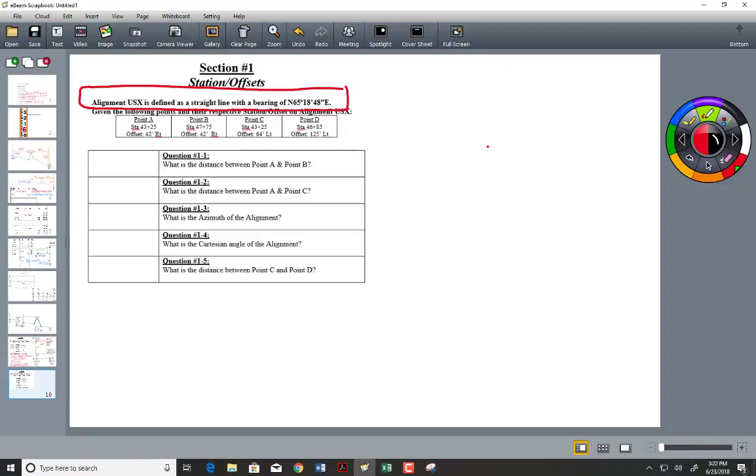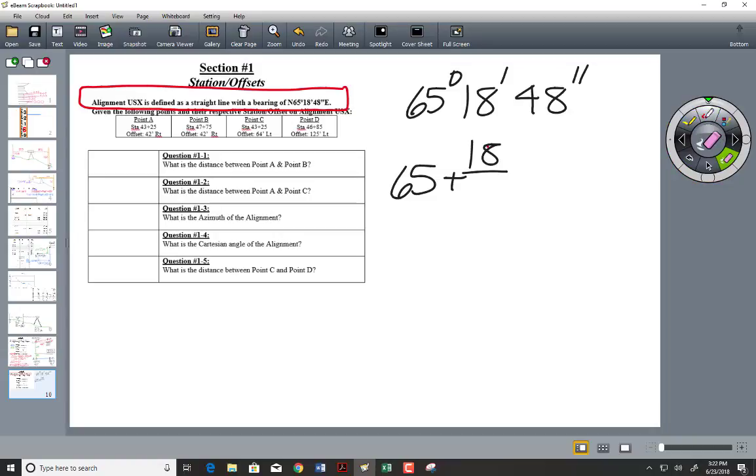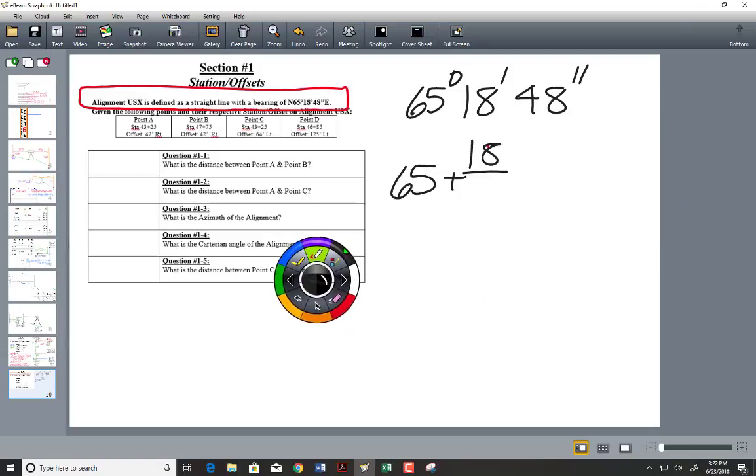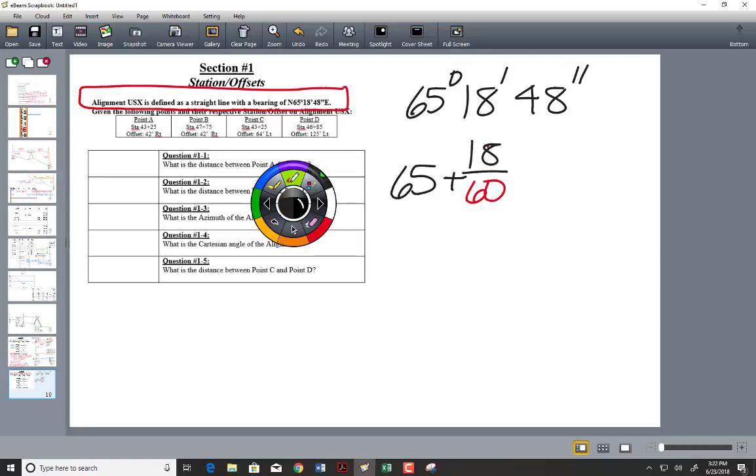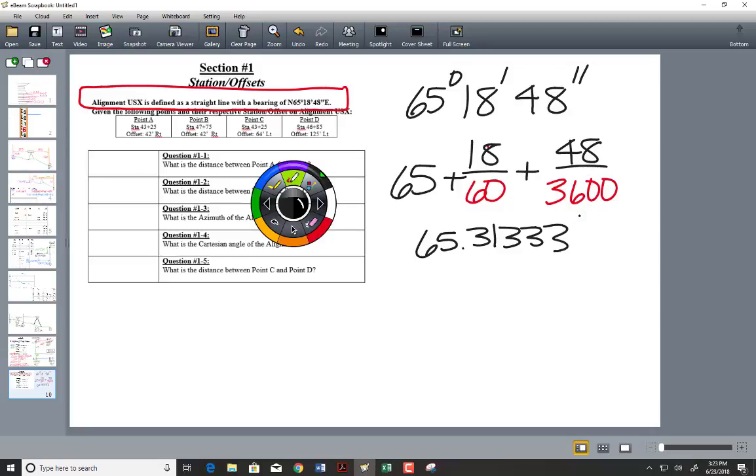So alignment is defined as a straight line with the bearing of north 65, 18, 48. So if I have 65 degrees, 18 minutes, 48 seconds, that is 65 plus 18 divided by what? 60. So I divide the minutes by 60, and I divide the seconds by what? 3,600. And that gives me 65 plus 18 divided by 60 plus 48 divided by 3,600 gives me a decimal angle of 65.31333 degrees.